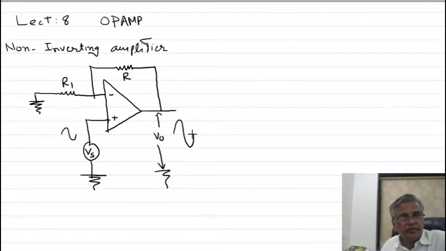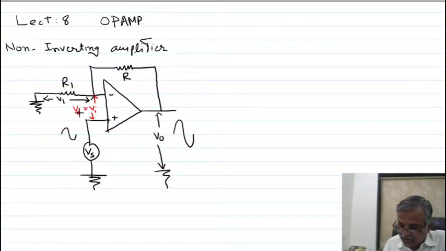output and input signal. Due to the infinite input impedance of the op-amp, the input terminal of the op-amp does not draw any current and some voltage is developed across R1. So this potential difference between these two terminals, I am writing Vi, or it is called Vd, the differential voltage. So I can write the differential voltage between two terminals is given by Vs minus V1.